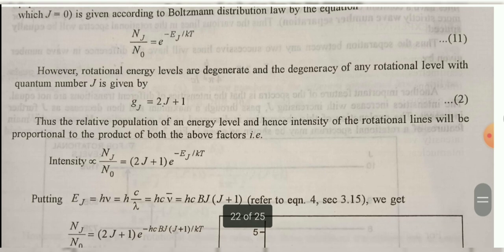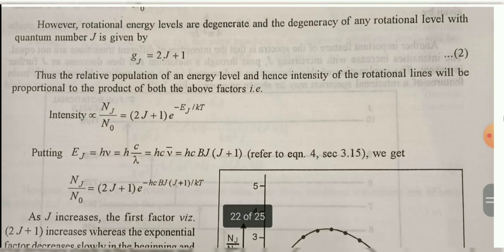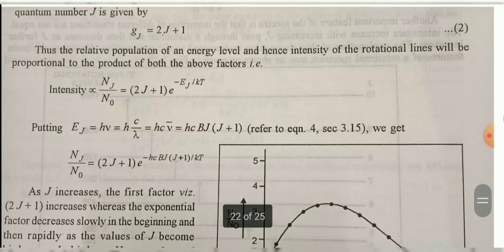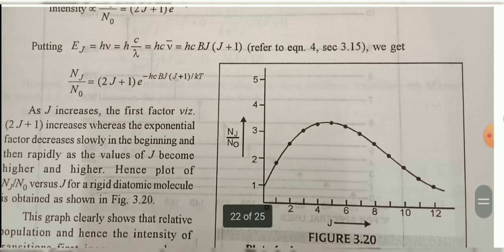However, rotational energy levels are degenerate, and the degeneracy of any rotational level with the quantum number J is given by G_J is equal to 2J plus 1. Thus, the relative population of an energy level, and hence the intensity of the rotational line, will be proportional to the product of both the above factors. That is, intensity is proportional to N_J upon N_0, which is equal to (2J plus 1) into e raised to the power minus E_J upon kT.